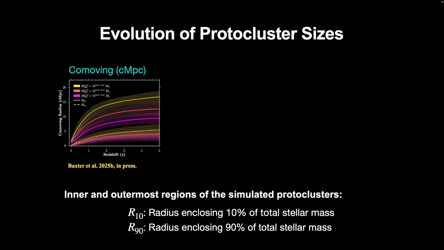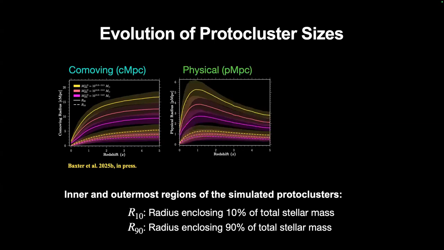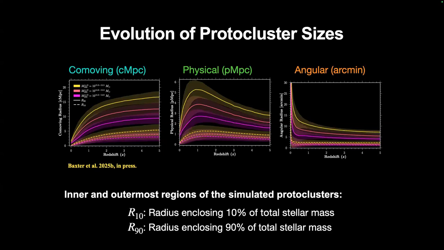So if you think of the core as where the 10% stellar mass is, this is the size of the core, and this is the size of almost the full protocluster. Okay, so that's in co-moving coordinates. This is in physical coordinates. So at redshift 3 in physical coordinates, the most massive clusters at redshift 0 have radii of like 3.5 physical megaparsecs for the whole protocluster. For the core, it's more like one physical megaparsec. Okay, as an observer, what I want to know is what is that in terms of arc minutes?